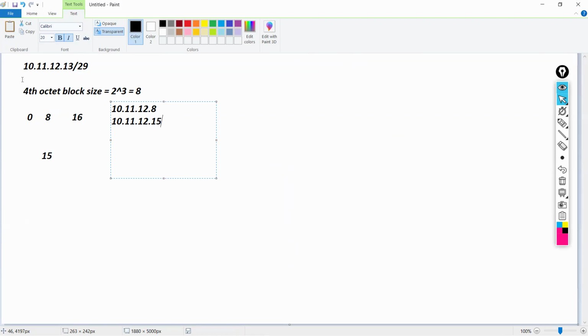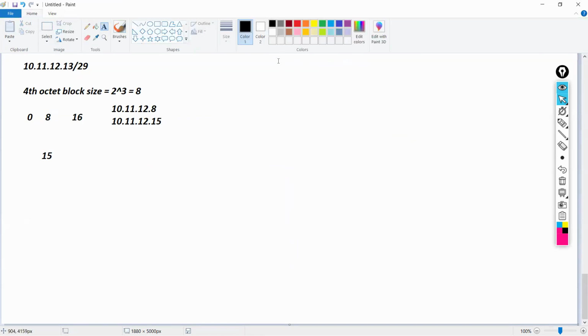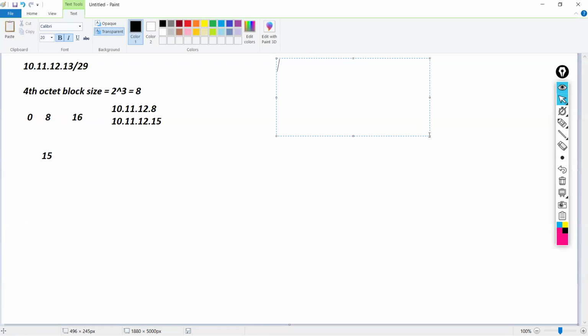This way you can calculate. Is it clear? Okay, let's see. I'll give you one example. Same IP address, but let's say the slash value given to you is 22. Give me the network ID and broadcast address.